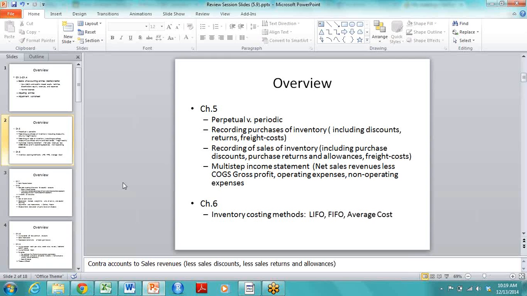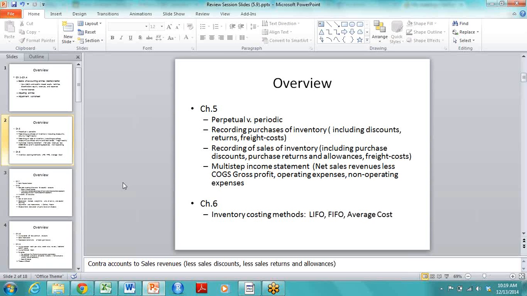Chapter 6 goes through, I think, for the most part, and I kind of highlighted this here, the different inventory costing methods. What's LIFO, FIFO, average cost. So knowing how to calculate ending inventory based on any information given, or cost of goods sold. I think there were a couple of problems on that in the last exam. I think there are some sample examples on the midterm 2 sample that go through that.